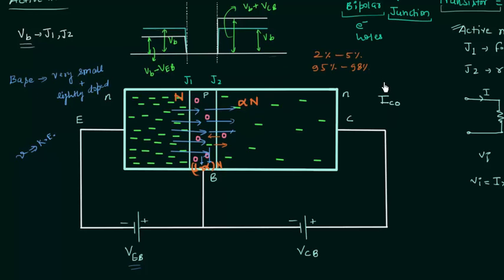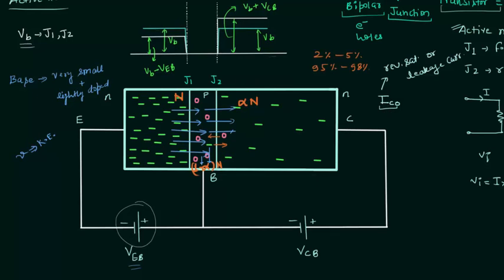I am calling the reverse saturation current or leakage current ICO, because this current is associated with the collector, so there is subscript C. This O stands for open circuit. We measure this current when the emitter terminal is open circuited. So this is why I am calling this current ICO.